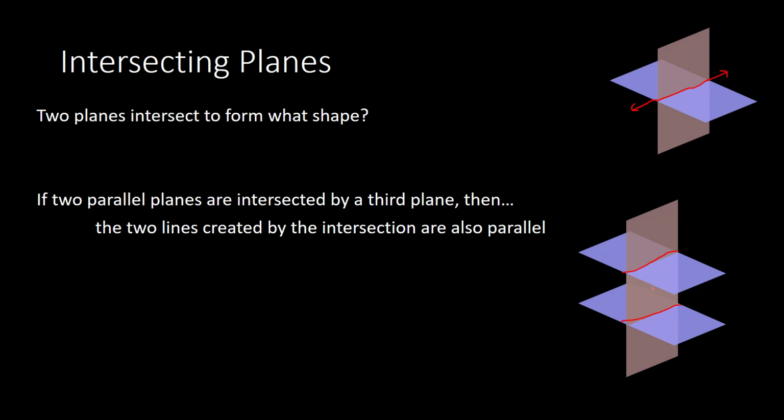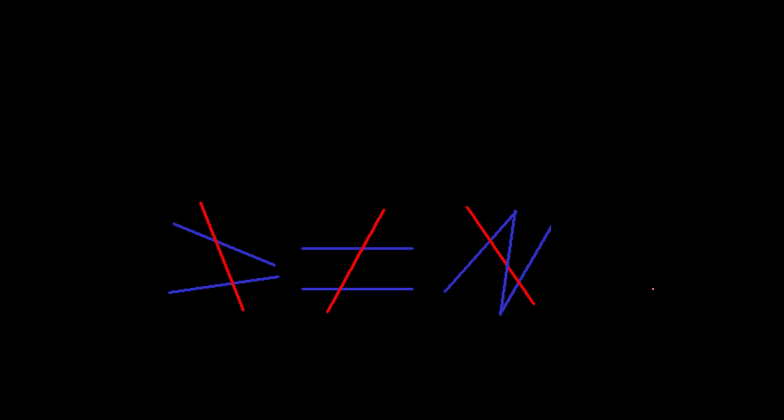Now let's talk about intersecting lines for a minute. Here we see three examples of intersecting lines. We have the two blue lines, and the red line intersects both of them. So in each of these pictures, we have the blue lines being intersected by the red line.